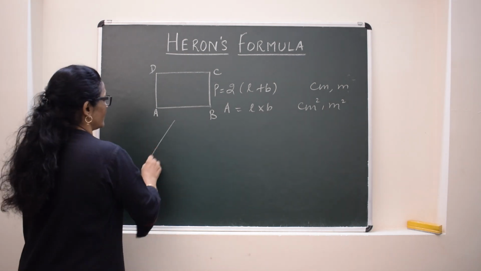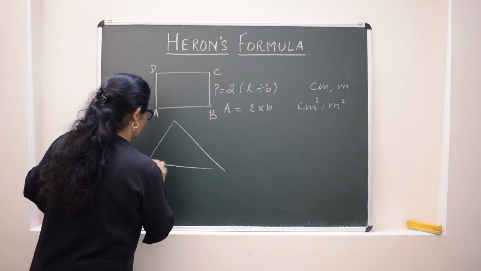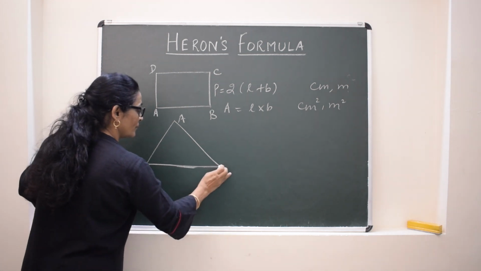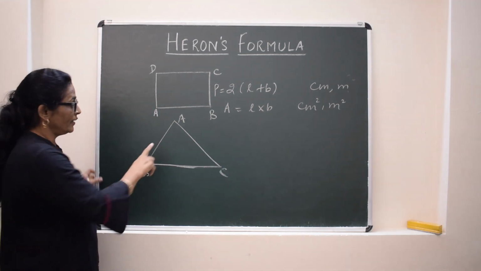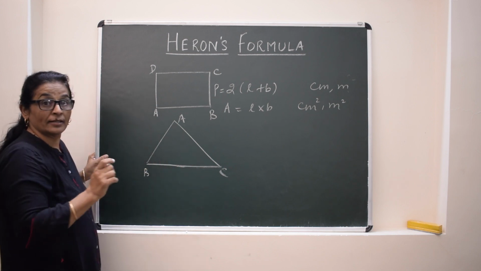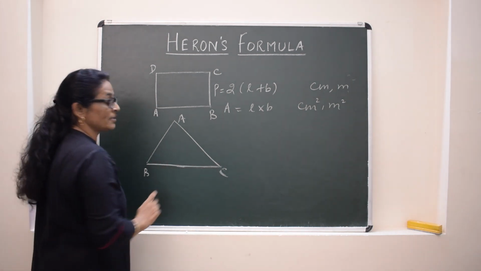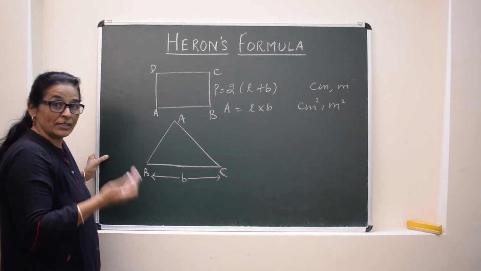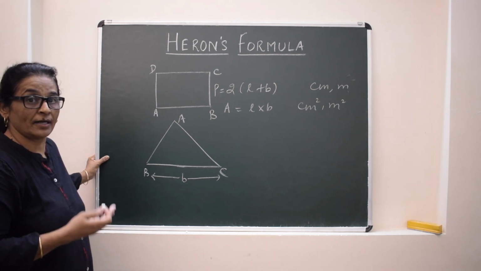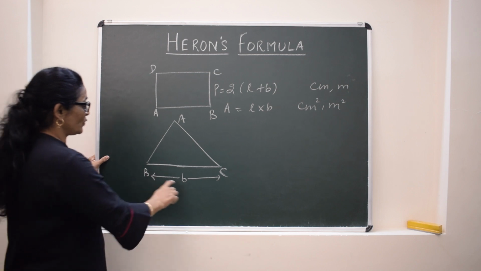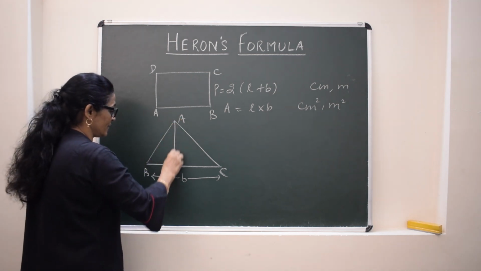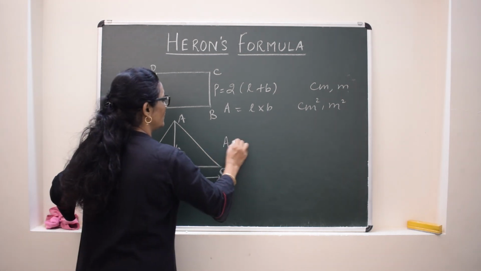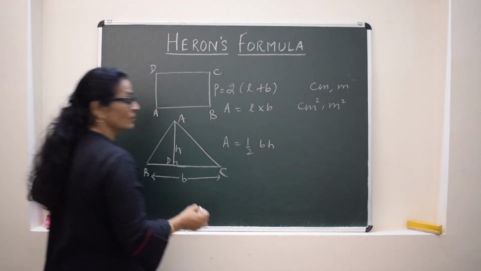So for any triangle, if we have to calculate its area, as I said, half base into height, any of the sides of the triangle can be taken as the base. For example, I am taking BC as the base and its length is B units. Any dimension can also be expressed simply as a unit. So suppose its base is B units and the height is H units. So the area will be half base into height.